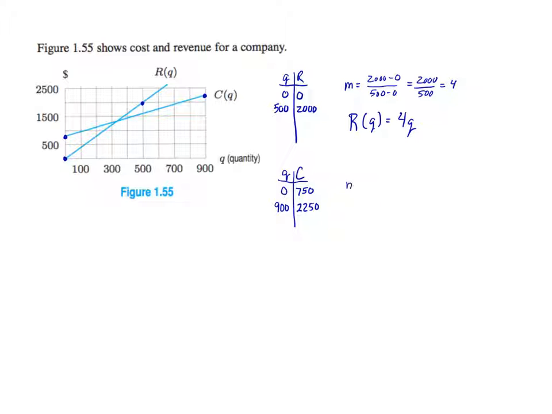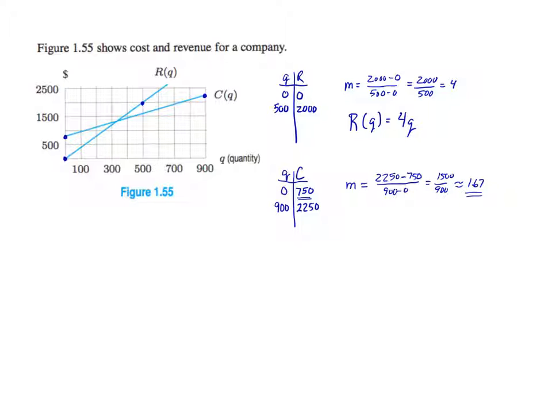So these points would give us a slope for the cost function of approximately 2250 minus 750 divided by 900 minus 0, which is 1500 divided by 900, which is approximately 1.67. That gives us a fixed cost of $750 and a variable cost per item of roughly $1.67.